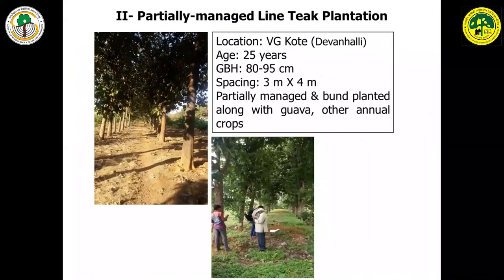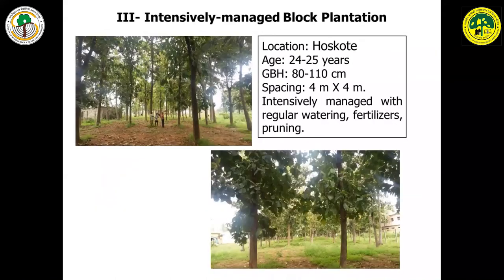Second is the partially managed line plantation. This is also near Devanahalli. The age was 25 years. 80 to 95 is the GBH. Spacing was 3x4. And this was partially managed because it was grown along with other crops. And third is the intensively managed block plantation.